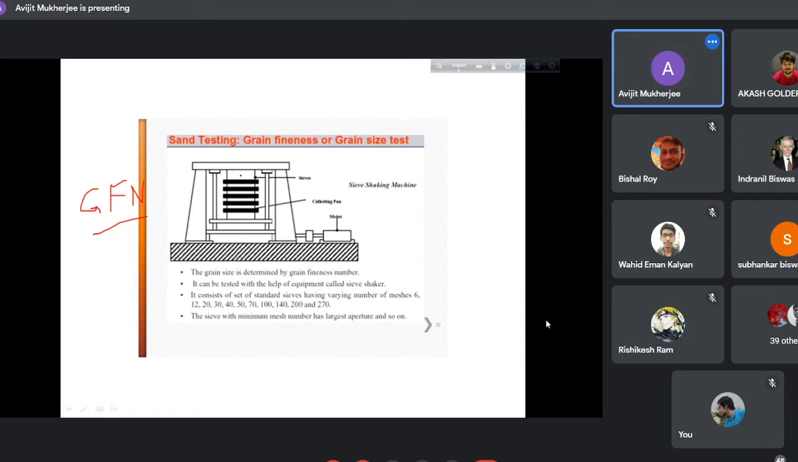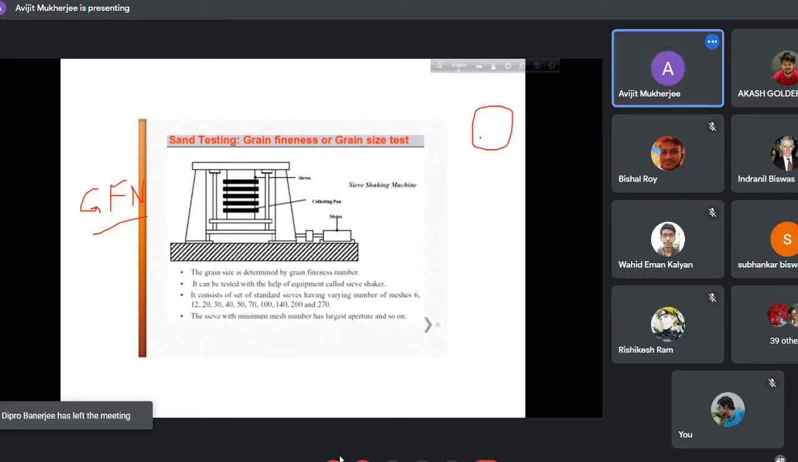This is a sieve. Sieve means containing a number of trays. And in different trays from the top to bottom, the topmost sieve or tray contains a fewer number of openings.